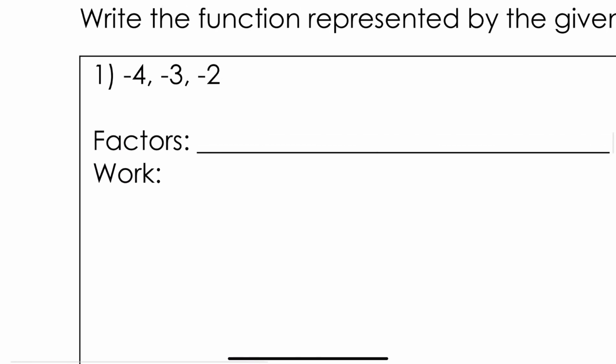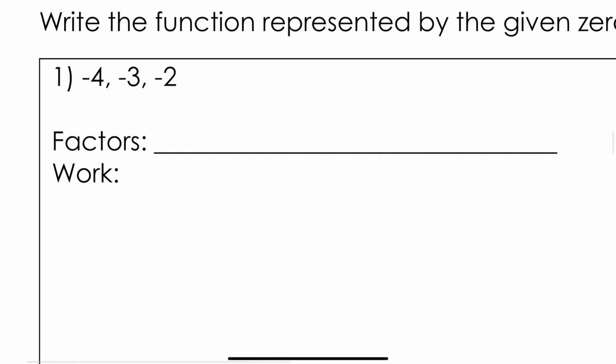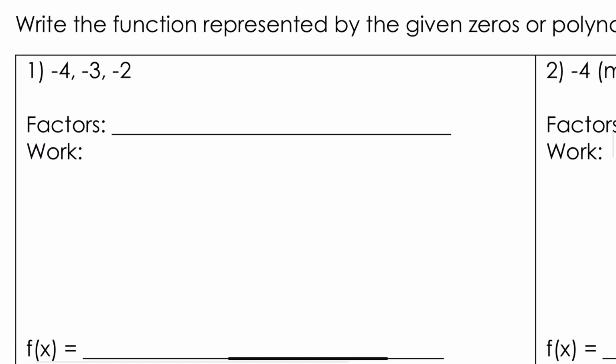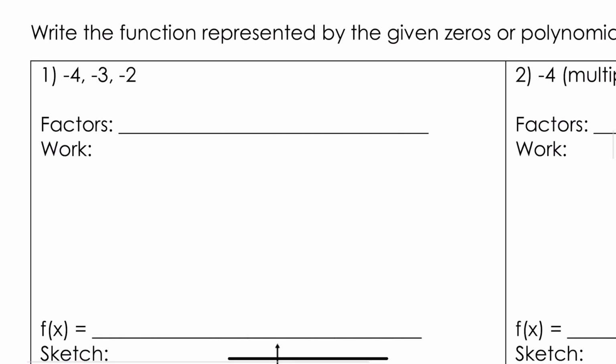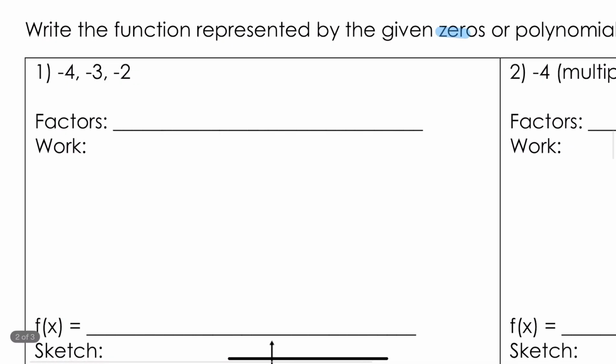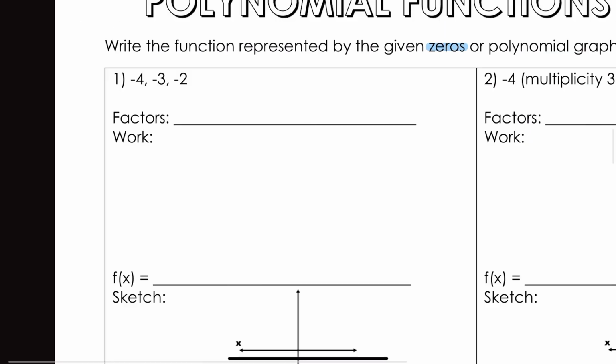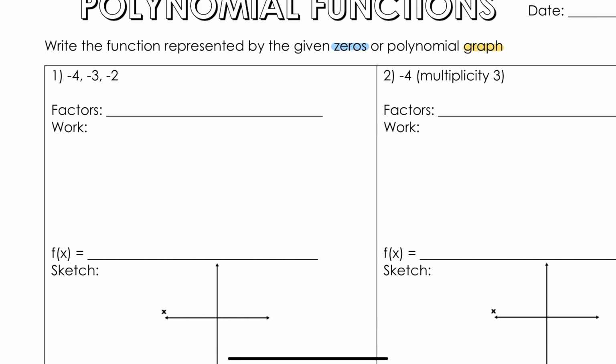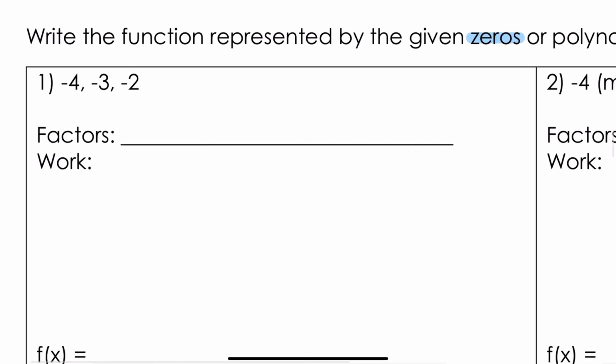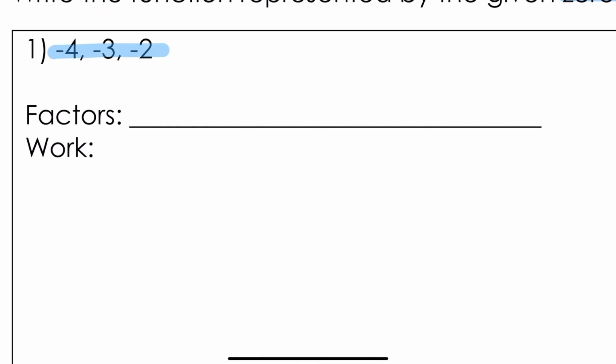Number 1. Before we start number 1, we're given -4, -3, and -2. Those are the zeros of the function. So you're either going to be given the zeros or you're going to be given the graph. In problem number 1, we're given the zeros.